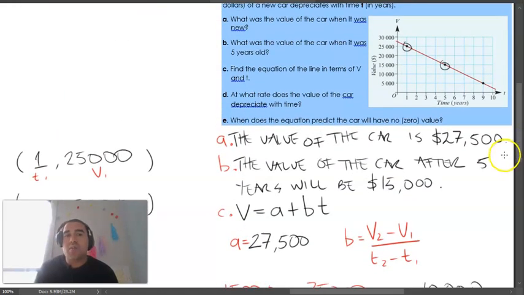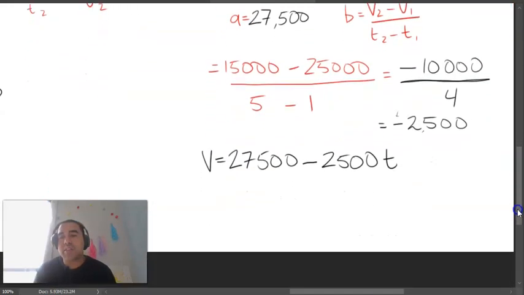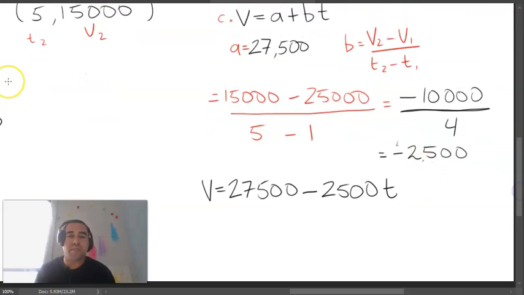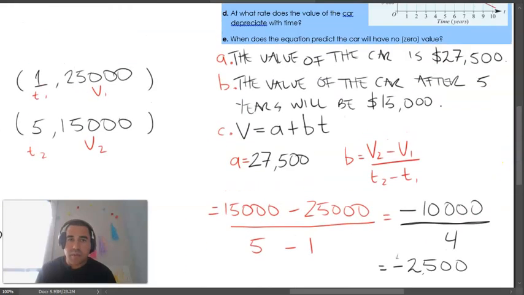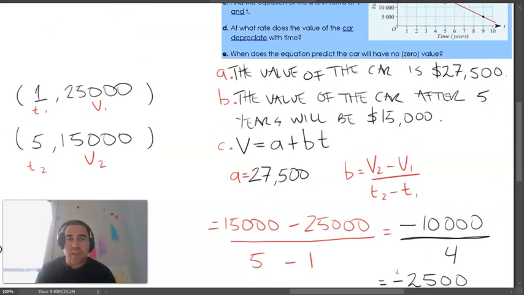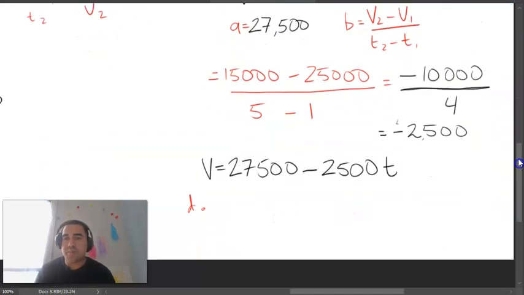Question D, at what rate does the value of the car depreciate with time? That is just the slope, which we've already found, 2500, making sure that we take into consideration that negative. So to answer this, let's go back to the question: at what rate does the value of the car depreciate with time? Remember, it is a rate.